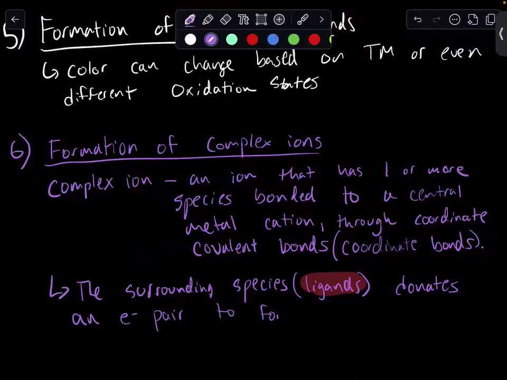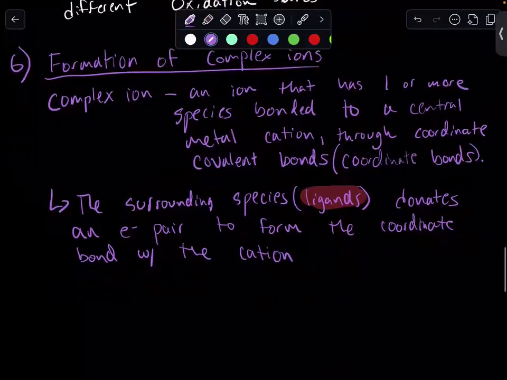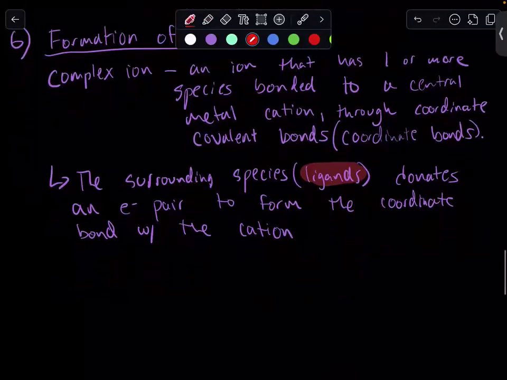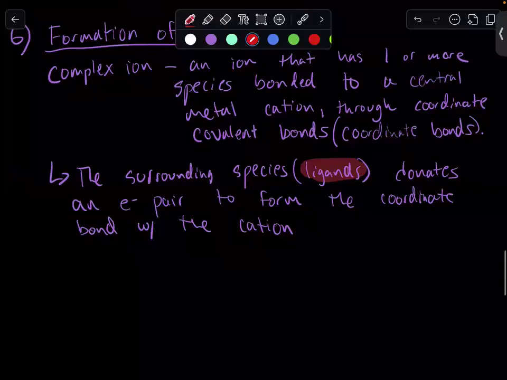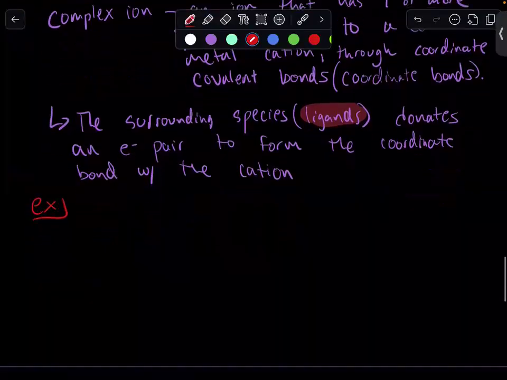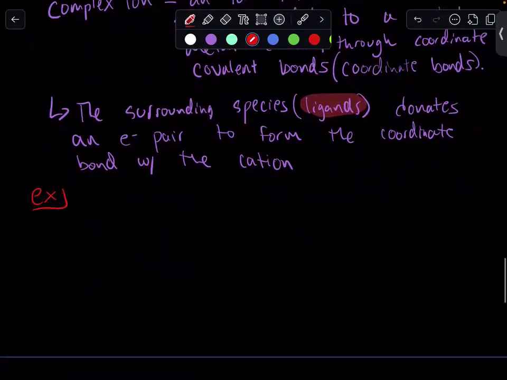to form the coordinate bond with the cation. And it's usually a transition metal. So what does this actually look like? Because generally we need some frame of reference, something visual. So you can take copper as a transition metal, a 2 plus transition metal.